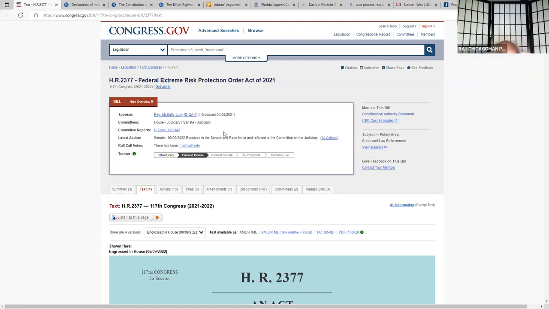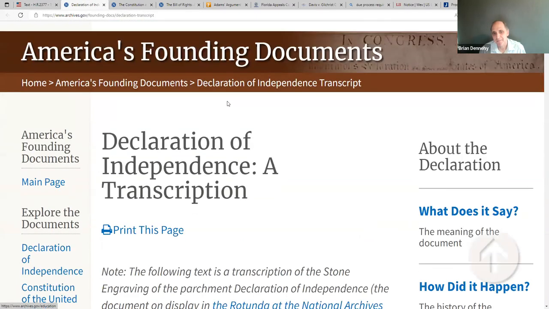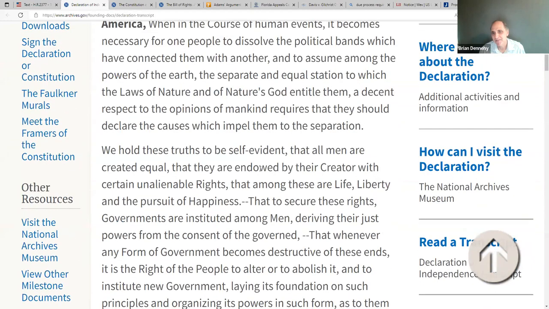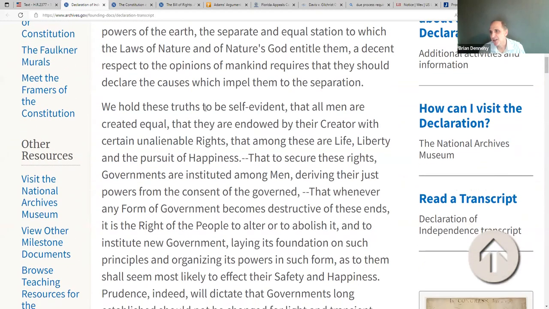Because of this idea that people have unalienable rights, it's in the Declaration of Independence, right? Y'all know these? We hold these truths to be self-evident. That means they're self-evident. You don't even need to talk about it. That all men are created equal. They're endowed by their creator with certain unalienable rights. That means rights that are not given and that cannot be taken away.